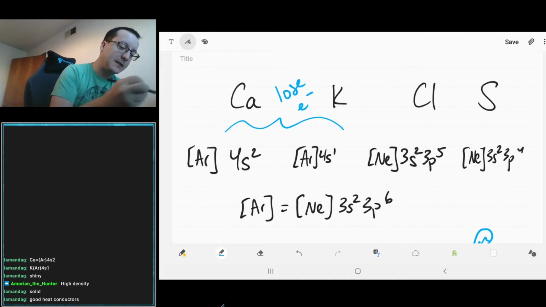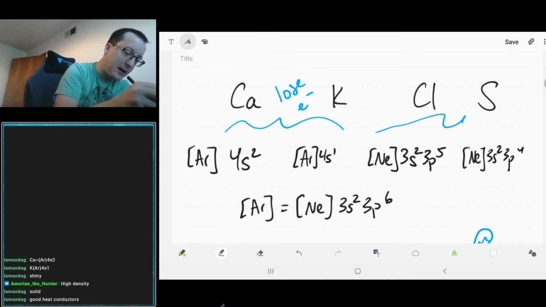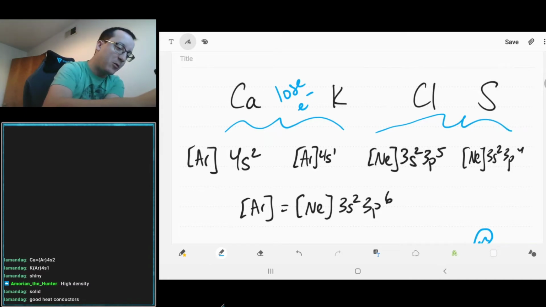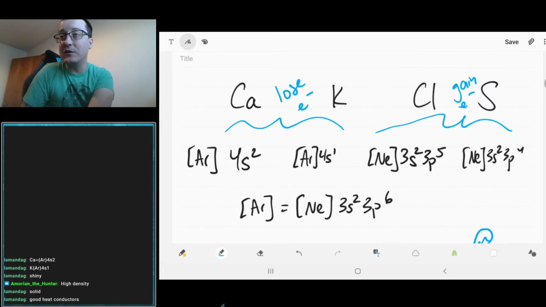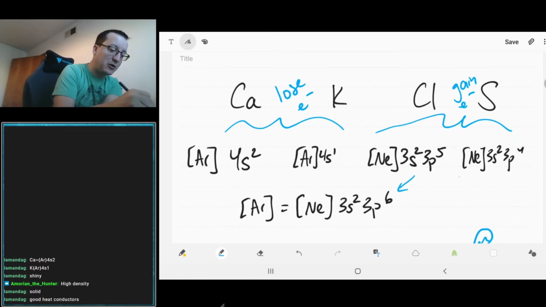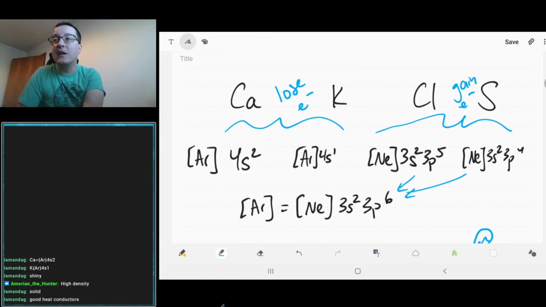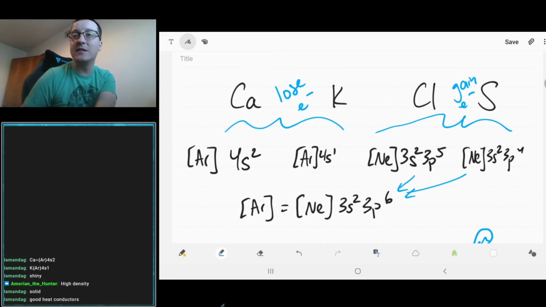We see on the other side here, sulfur and chlorine are more likely to gain electrons. Yes, they could lose all of those valence electrons to become neon. However, it's going to be a lot closer for them to go in this direction instead. If they can gain electrons, they can mimic argon. If they were to lose a lot of electrons, they could mimic neon, but it's a lot easier for them to mimic argon.